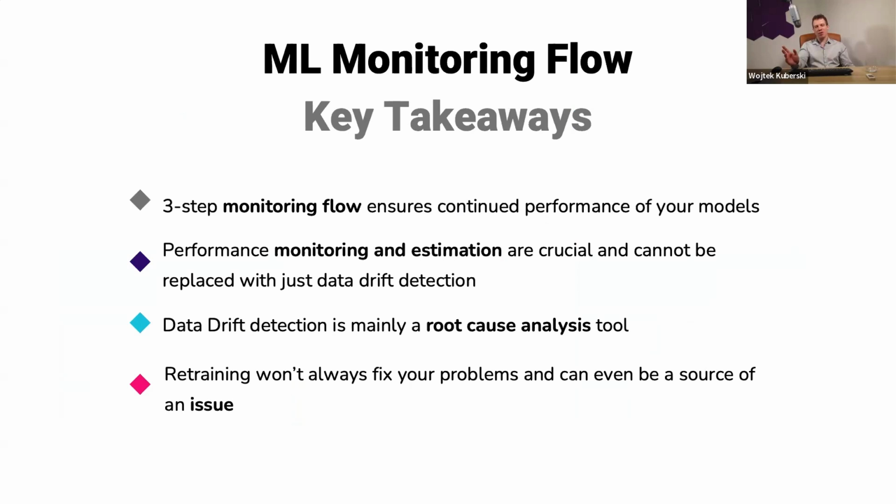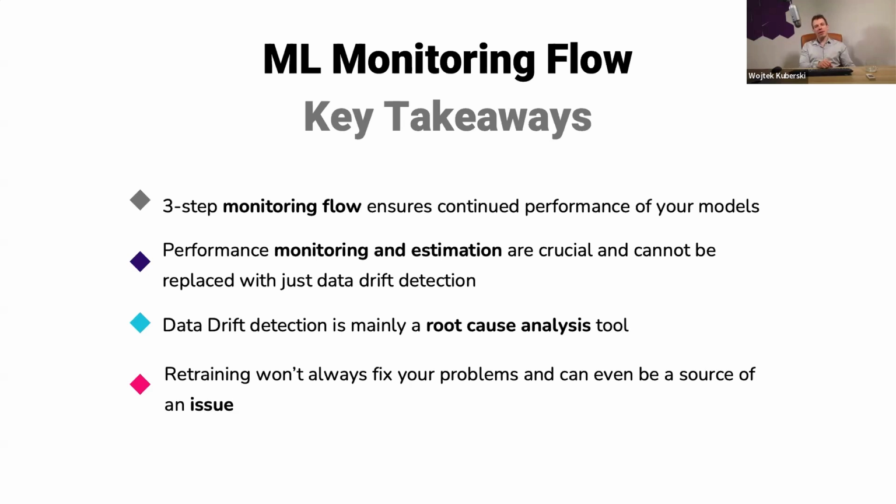First, there is a three-step monitoring flow with performance monitoring, root cause analysis, and issue resolution, and it ensures continued performance of your models and continued business impact of your models. And then performance monitoring and estimation are crucial and cannot be replaced with just data-driven detection, because data-driven detection might not show anything, or it's actually quite likely to show a lot of false positives. We want to quantify the impact of covariate shift on model performance, and we can do that with performance estimation.